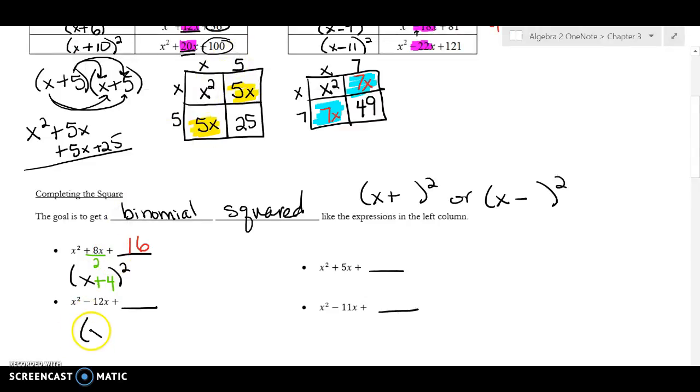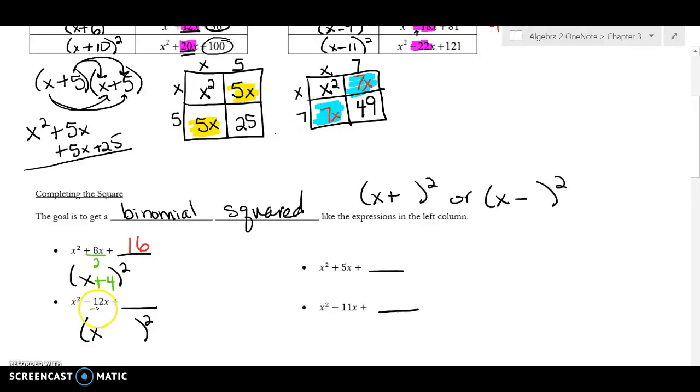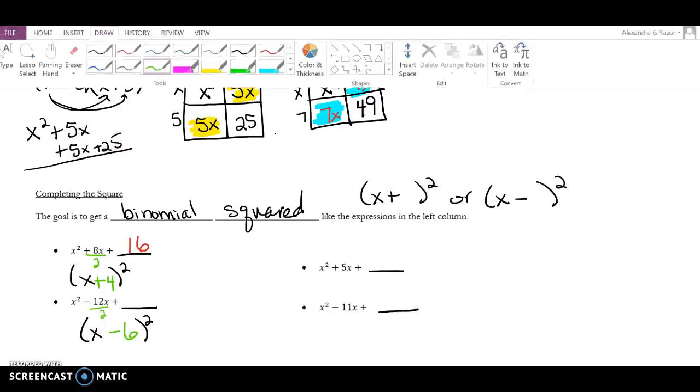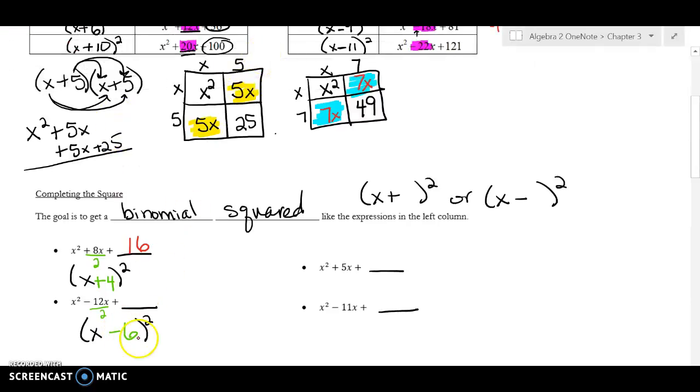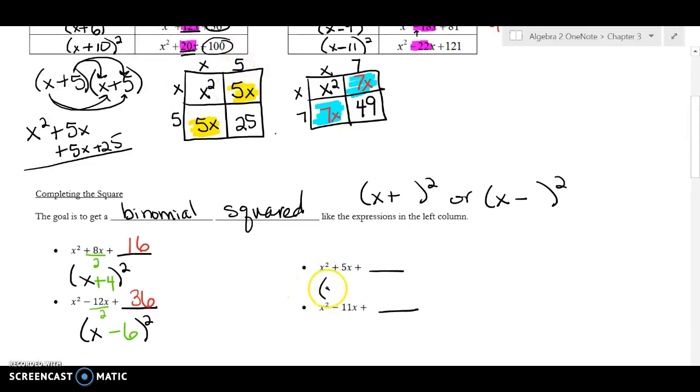Do the same colors on the next one. Same thing here. I have an x, and I'm going to have something squared. I take this middle number and I divide by 2. Negative 12 divided by 2 is negative 6. And then I square that. Negative 6 squared is a positive 36.